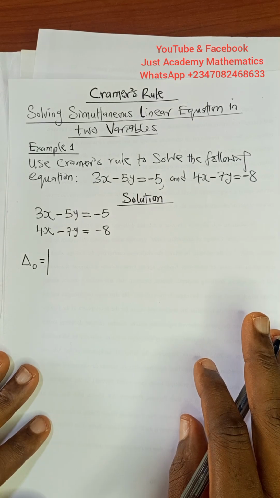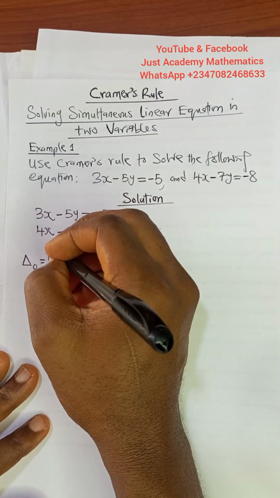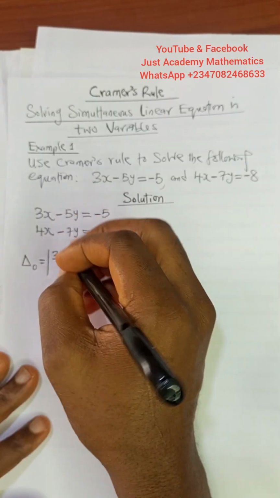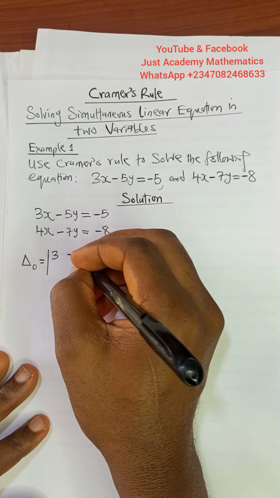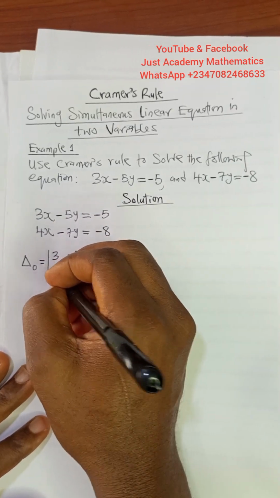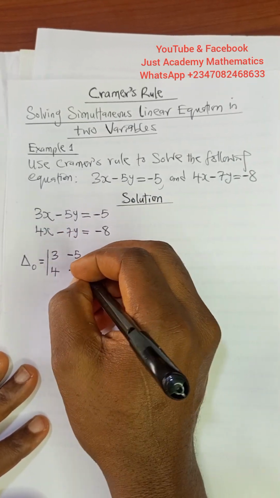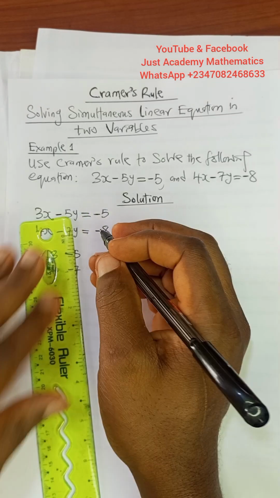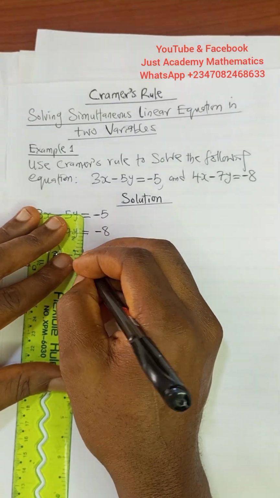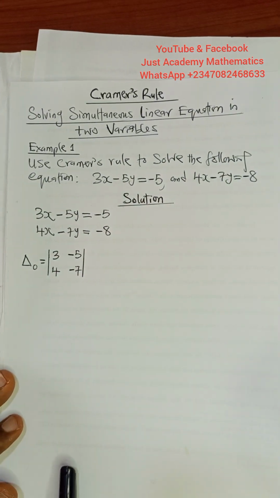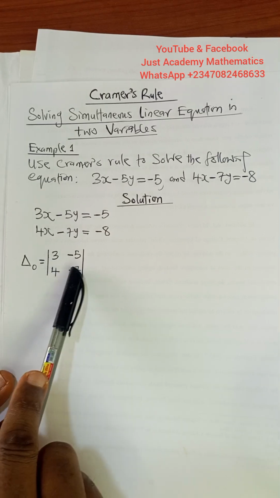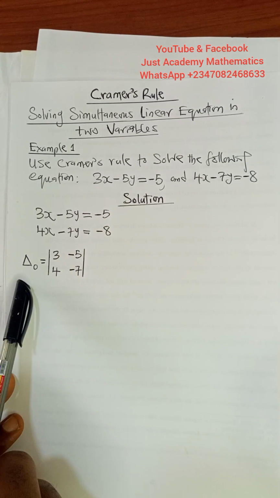Determinant, of course, is written with straight lines. So what is the coefficient of x here? 3. What is the coefficient of y here? Minus 5. What is the coefficient of x here? 4. What is the coefficient of y here? Minus 7. So we are looking for the determinant of this coefficient of x and y. The determinant, which is this now, is what we call delta zero.